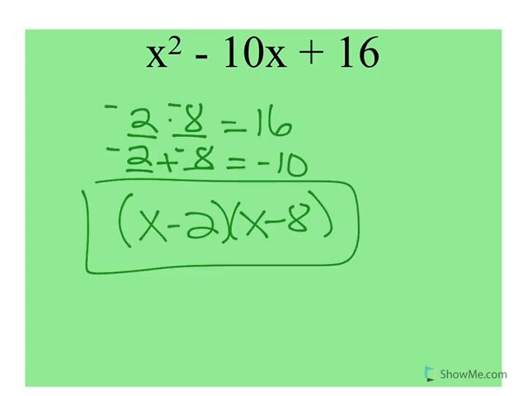Were you able to find that the numbers negative 2 and negative 8, a negative times a negative does equal the positive 16? A negative 2 plus a negative 8 equals the negative 10 when we add. So our two factors both have a minus sign this time. So x minus 2 times x minus 8.